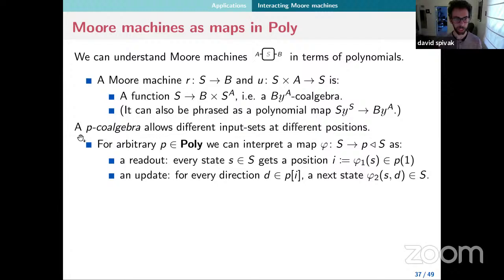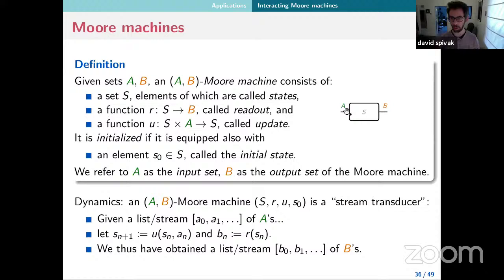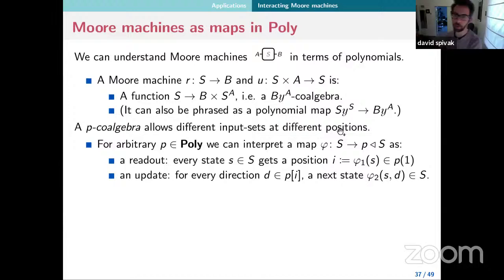So a p coalgebra for an arbitrary polynomial p, the only difference between that and a by-to-the-a coalgebra, which is a monomial, is that a monomial has just one sort of exponent. A polynomial allows different input sets at different positions. So imagine that instead of receiving a list of inputs, it's as though you are moving around some map or something. And when you're in a tunnel, you're in one position and you're not receiving GPS signals. And when your eyes are closed, you're not receiving visual signals. You probably shouldn't be driving at that point. But the point is that you can change your position and get different inputs at different times.